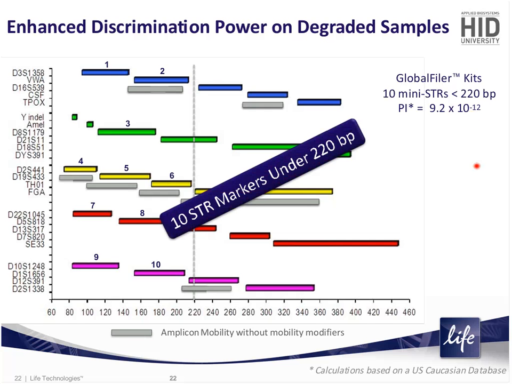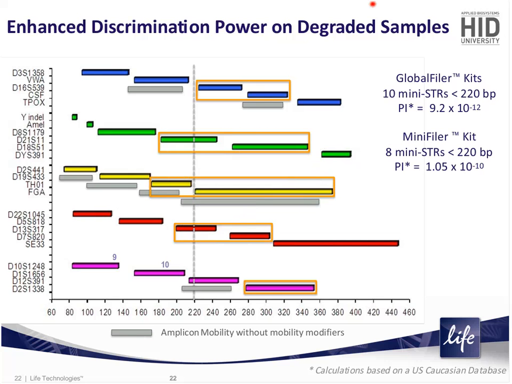Now, that's quite a significant figure, because when you look at the discrimination power of the MiniFiler kit, which was our original multiplex system designed specifically for degraded DNA samples, the loci in the orange boxes are the loci which are shortened in the MiniFiler kit, and the probability of identity of that system is 1.05 times 10 to the minus 10.